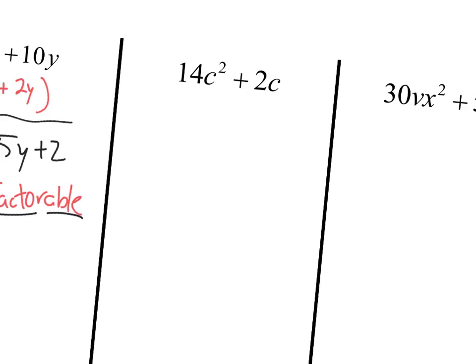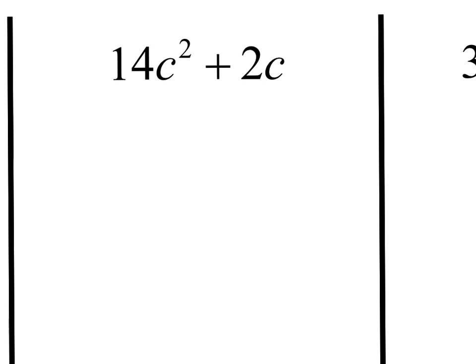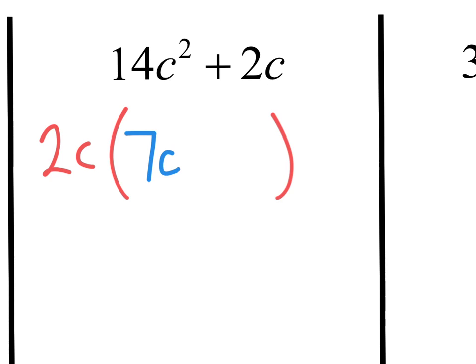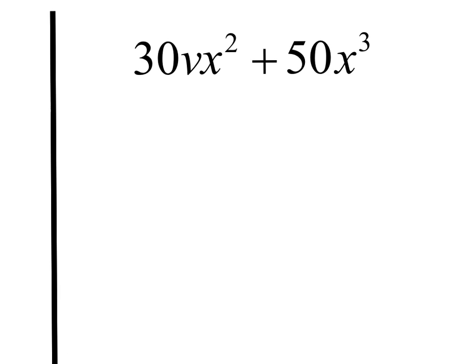Let's check out this problem over here. Could you guys factor this one for me? Okay, let me ask this. What's the greatest common factor? It's not just 2, but there's also the letter C. So 2C is the greatest common factor. If you did pull out a 2C from in there, what would be left? 7C plus 1. Right? 2C times 7C gives you that. 2C times 1 gives you that. We're done.